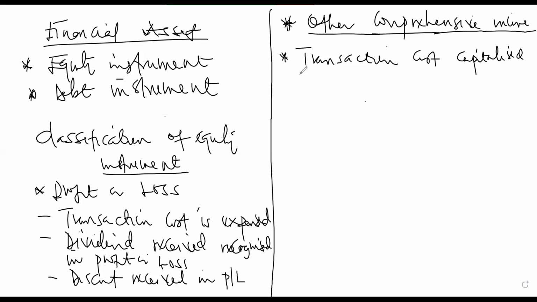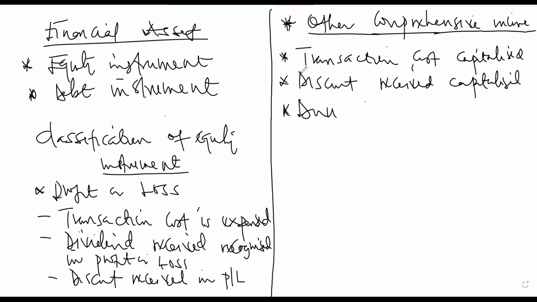Okay, our discounts received will also be capitalized, meaning that we are going to be taking the discount received from our fair value. Okay. The dividend that we receive will go to profit or loss. Either it is dividend received recognized in profit or loss as income. So dividend received will be recognized in profit or loss.